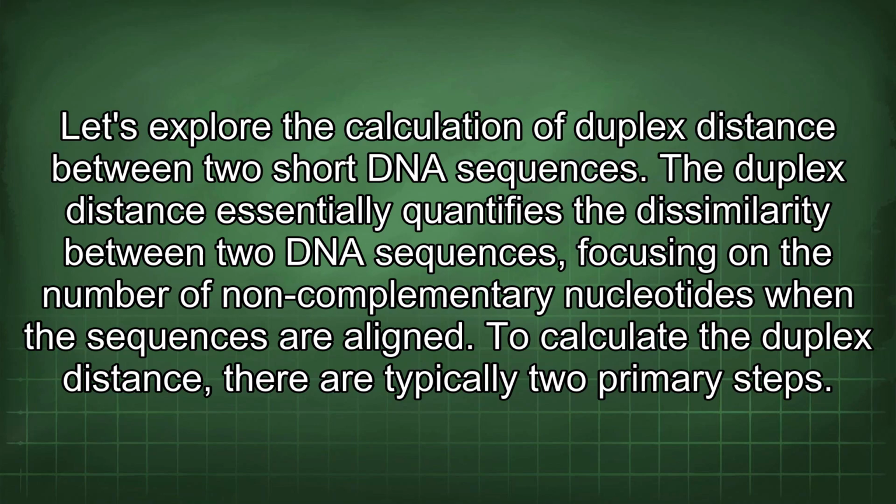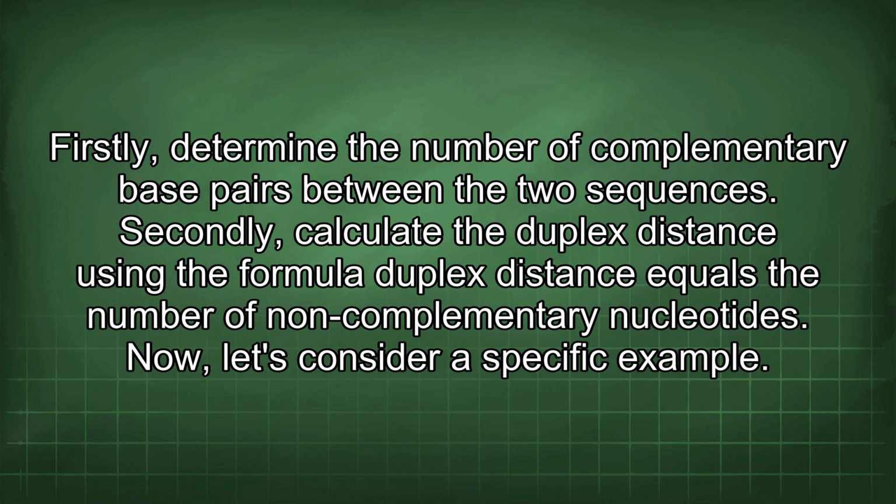Let's explore the calculation of duplex distance between two short DNA sequences. The duplex distance essentially quantifies the dissimilarity between two DNA sequences, focusing on the number of non-complementary nucleotides when the sequences are aligned. To calculate the duplex distance, there are typically two primary steps. Firstly, determine the number of complementary base pairs between the two sequences. Secondly, calculate the duplex distance using the formula: duplex distance equals the number of non-complementary nucleotides.